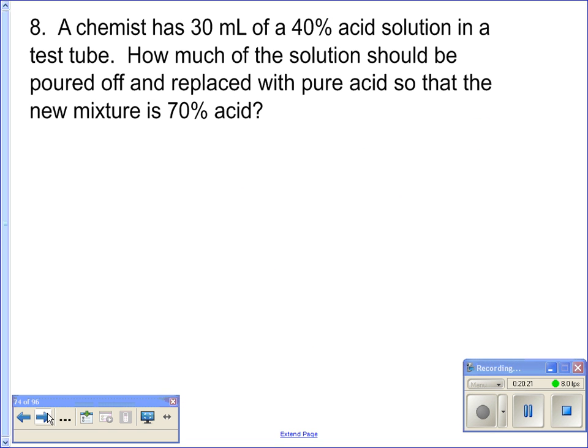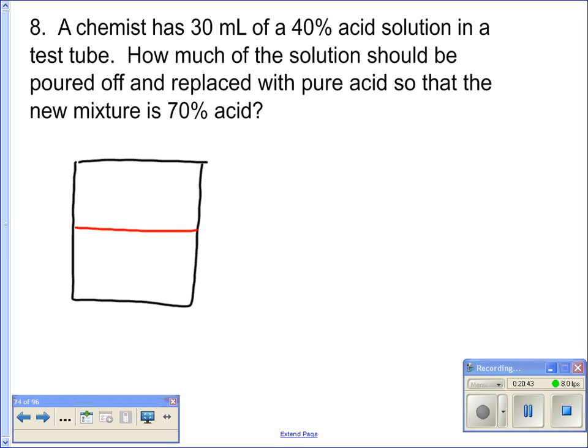All right, one problem left, and in this one we've got a chemist who has a 30 milliliter solution of 40% acid in a test tube. How much of the solution should be poured off and replaced with pure acid so that the new mixture is 70% acid? Okay, so what happens is that we have this container, and it's got in it some 40% solution, okay, 40% acid. All right, and it's not full because we poured some of it off, and we don't want it to be 40% acid anymore. We want it to be 70%. That's our goal, is to get it at 70% acid.